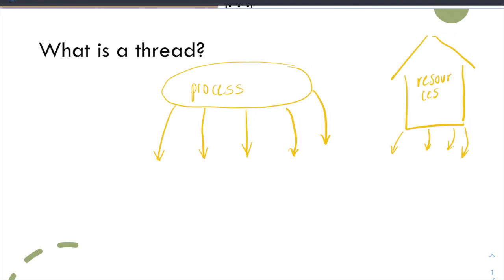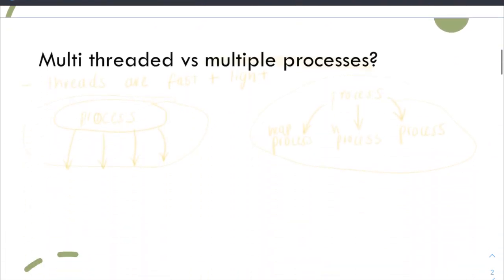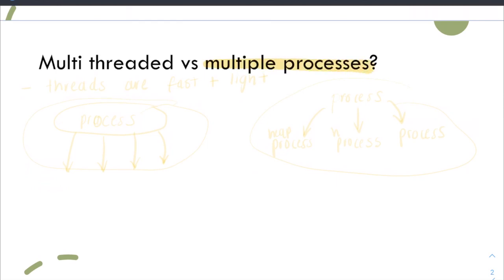And maybe you have heard about the fact that you can have such things as multiple processes. You may be wondering, what is the difference between being multi-threaded and multiple processes? The answer is very plain and simple. Threads are much faster and lighter. And you may be wondering why this is the case.